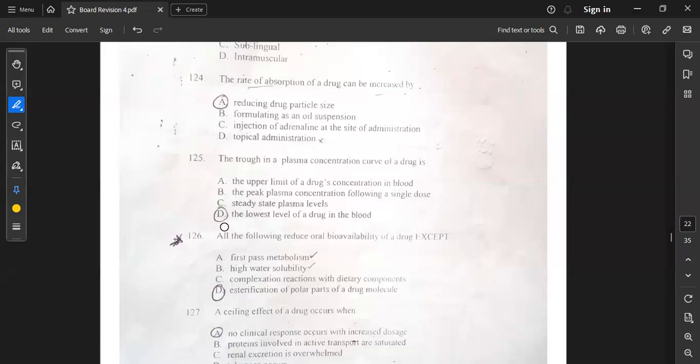Oh, you're asking. My explanation was reducing the particle size of a drug will increase its surface area to volume ratio. So that means now the rate of absorption will be increased. I don't know if that makes sense.